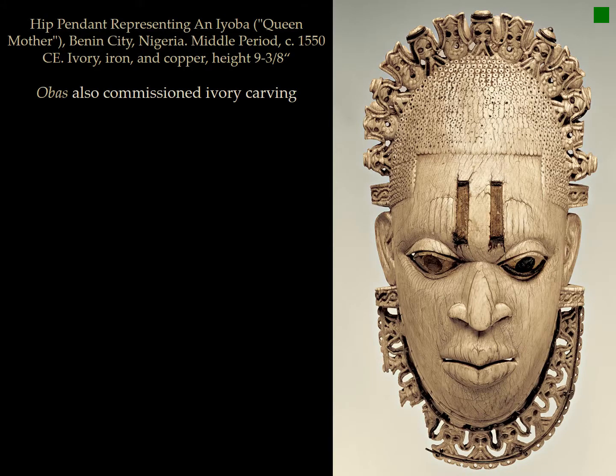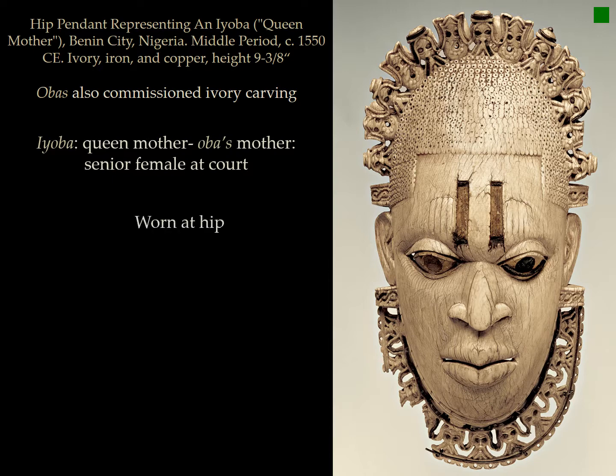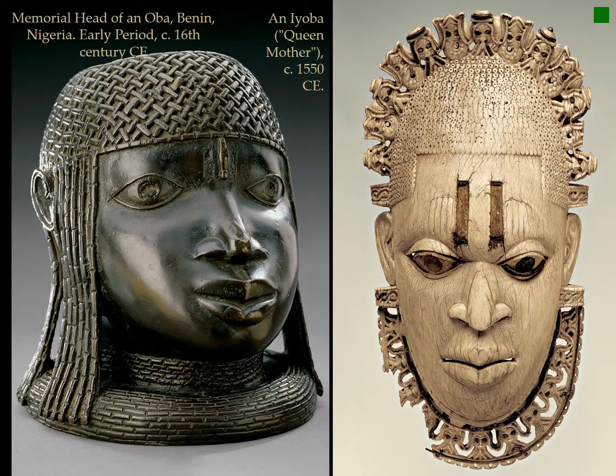The Obas would also commission ivory carving, such as this hip pendant representing the Queen Mother, or Iyoba. So the Iyoba is the Oba's mother and is the senior female at court. This small object, which is of course just under an inch tall, would be worn at the hip.